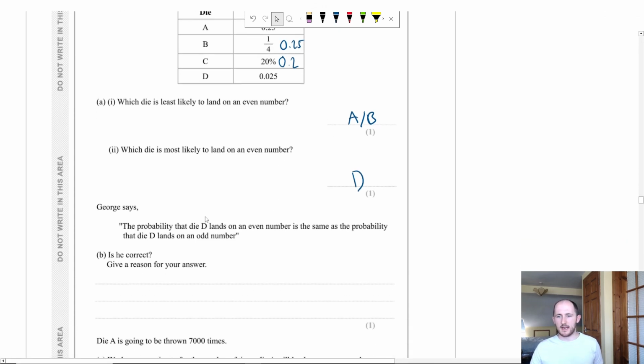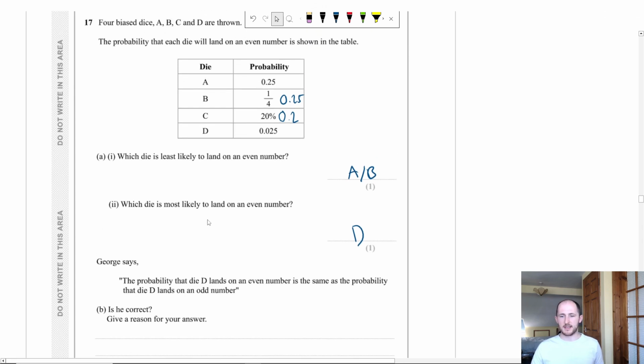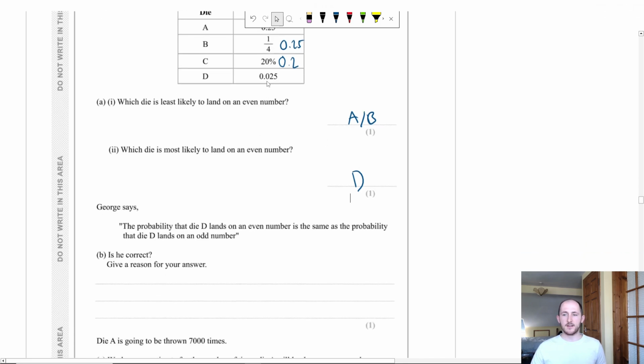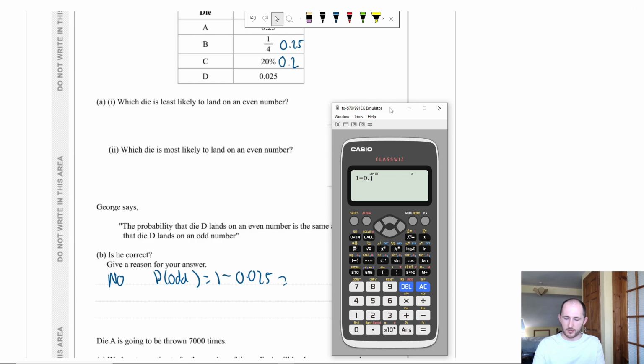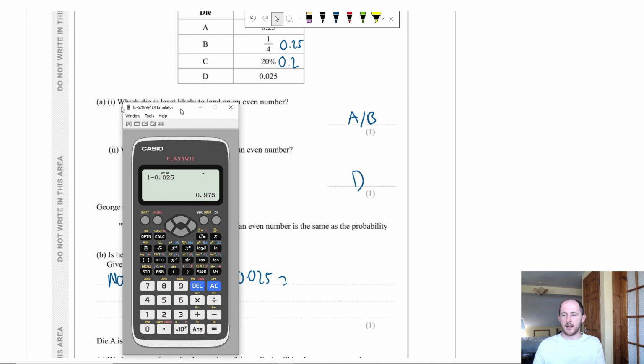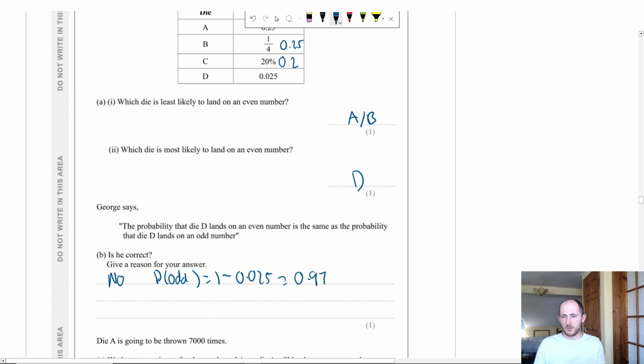George says the probability that die D will land on an even number is the same as the probability that die D lands on an odd number. Is he correct? Well, the answer is no, because the probability of landing on an odd number is going to be 1 minus 0.025, right? Because if it's not an even number it lands on, it has to be an odd number, right? So 1 minus 0.025, again we can just use our calculator, gives me 0.975, which is not the same.